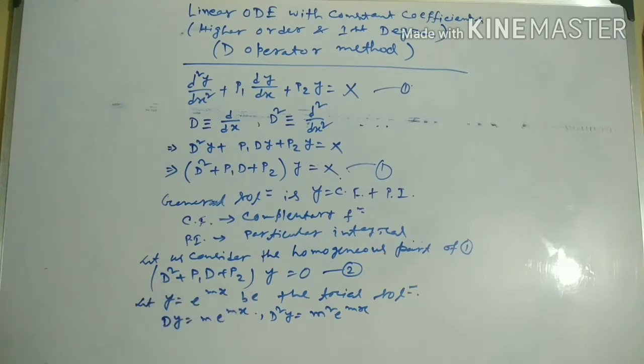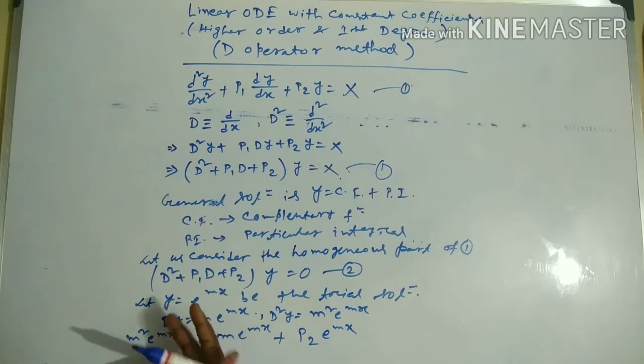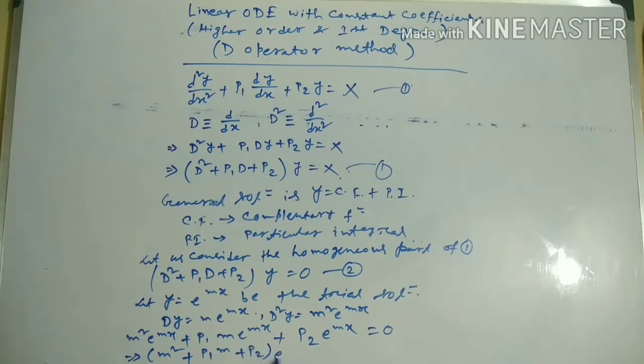Now D square of y means m square e to the power mx, plus p1 dy means m e to the power mx, plus p2 and y equal to e to the power mx. I have put the values of y, dy and d square y in equation number 2 equal to 0. So here we can see that e to the power mx is common. We are taking out e to the power mx: m square plus p1m plus p2, e to the power mx equal to 0.